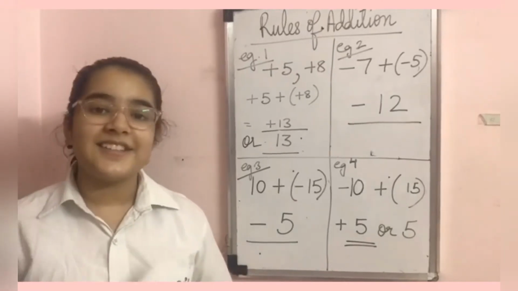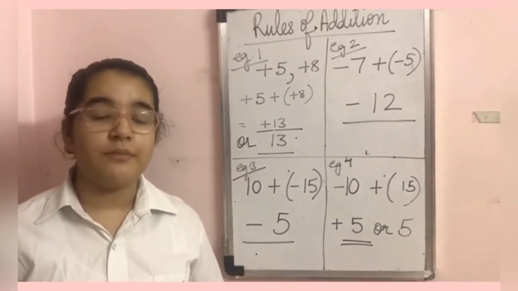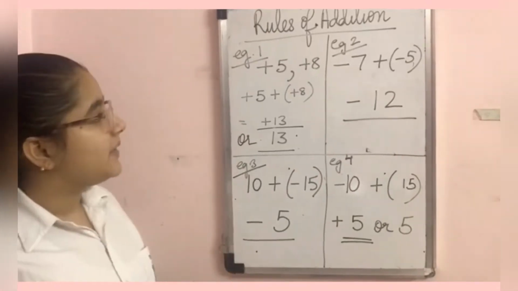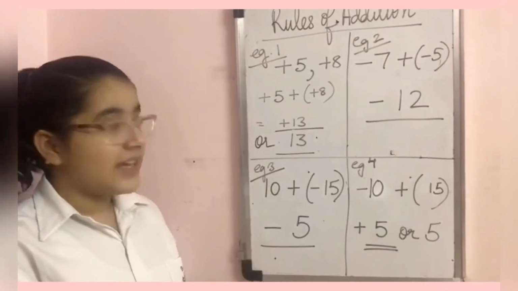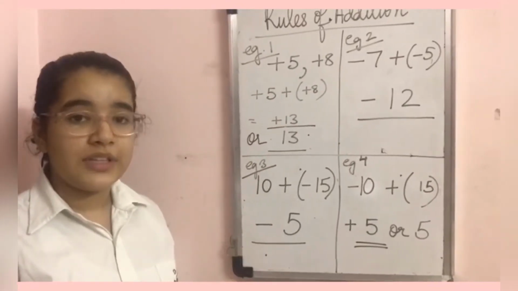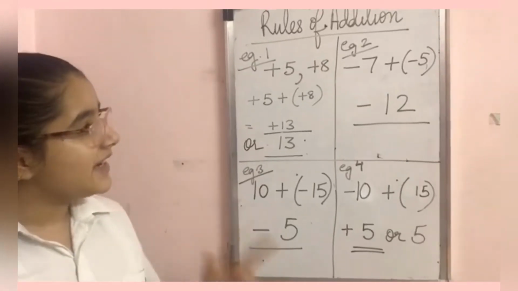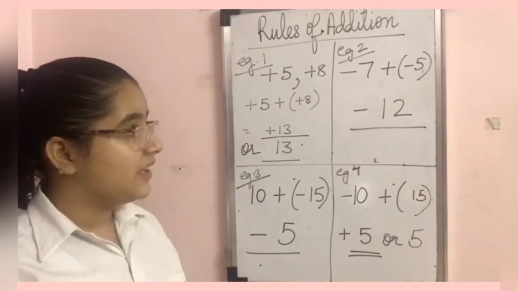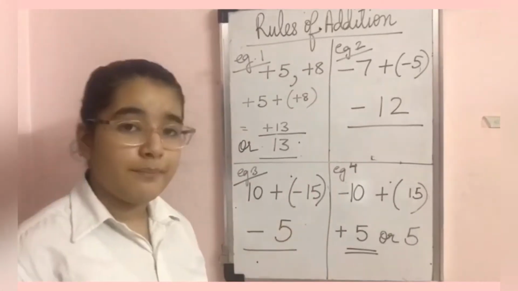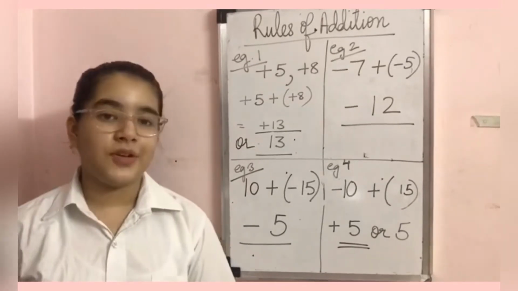When adding integers having the same sign, keep the same sign and add the absolute value of both the numbers. For example, +5 and +8. Keep the same sign and add the absolute value of both the numbers. And now the answer will be +13. For the second example, keep the same sign and add the absolute value of both the numbers. So the answer will be -12. So now let's go on to example 3.